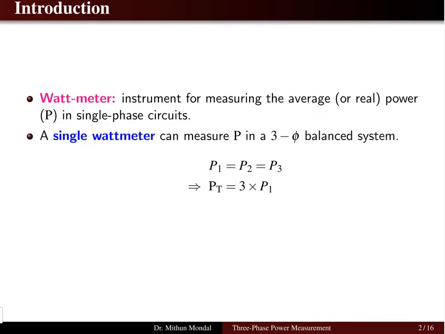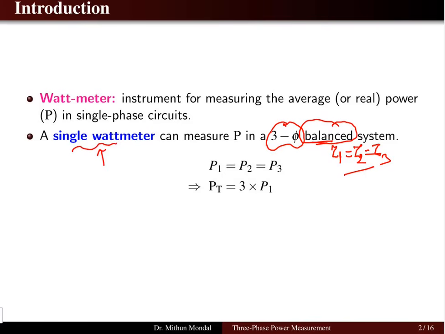And when we measure the power for a three-phase system, when it is a balanced system, we have seen that a balanced system is the one having the same load or impedances in all the three phases. So Z1 will be equal to Z2 will be equal to Z3. So when you have the same impedances in all the three phases, that is known as the balanced system. And if the system is balanced, then we require only one wattmeter for measuring the three-phase power.